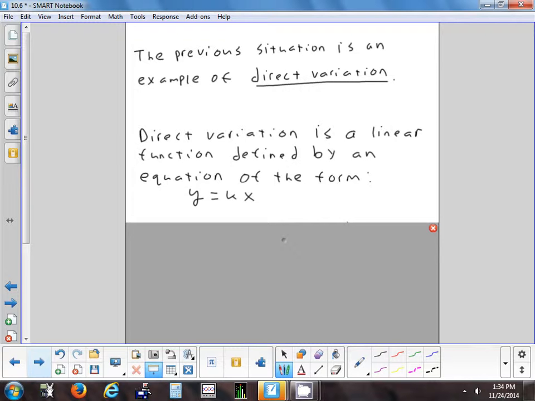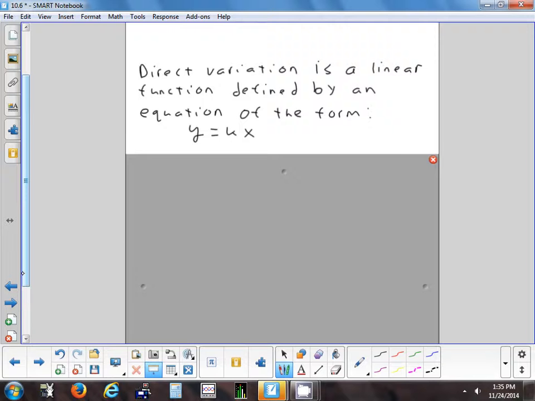We already have direct variation, and it says is. You're going to fill in everything after is. A linear function defined by an equation. You don't have to worry about of the form, because it's already on your guided notes. So direct variation is, and you have the blank. You're going to write in a linear function defined by an equation. Is that a K or a? That's a K.